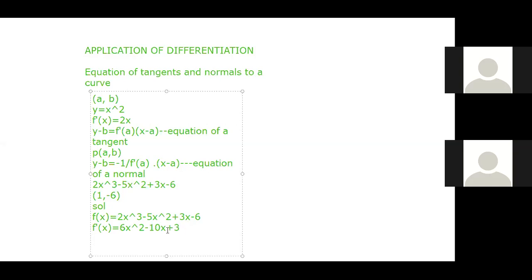Then they said now we should find f prime of a. This f prime of a means that we are now finding the gradient. So after taking the first differential, which is dy dx, we can substitute the x into it. And so we have the a values. So f prime of a.